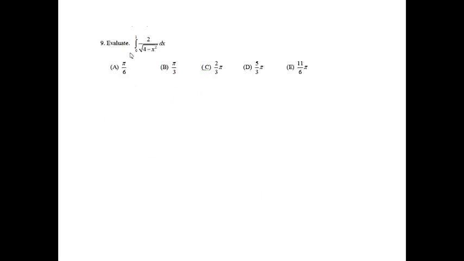Okay, number 9, evaluate the integral from 0 to 1 of 2 over the square root of 4 minus x squared. All right, I noticed just from being familiar with the problem that this is the setup for arc sine, and I'll just remind you of the setup for arc sine. It was a squared minus u squared. If you have something like that, please remember that it's equal to arc sine u over a plus c.